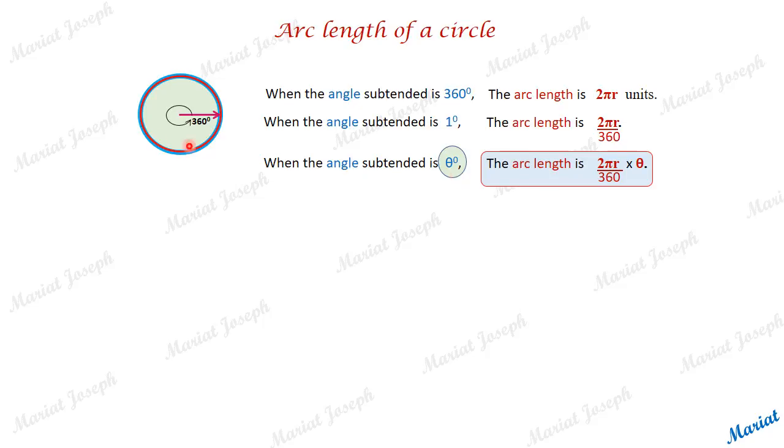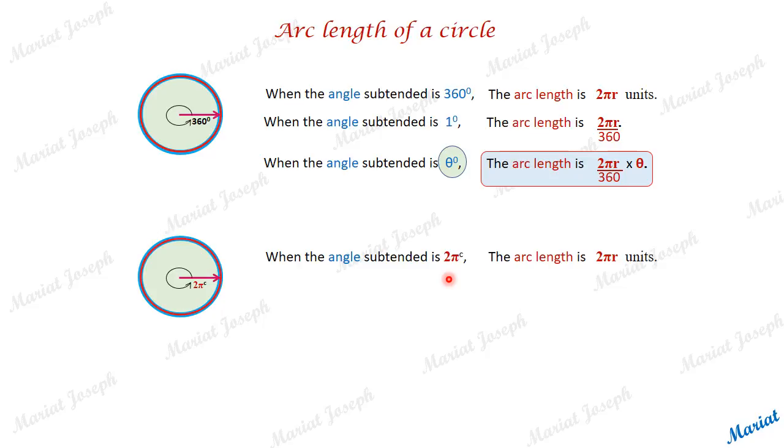Now, once more let us consider the arc length is 2 pi r itself, but this time the unit for the angle used is radian measure. So when the angle subtended is 2 pi radians, which is the same as 360 degrees, the arc length is the complete circumference. It is 2 pi r units.